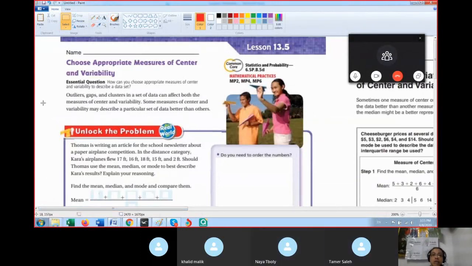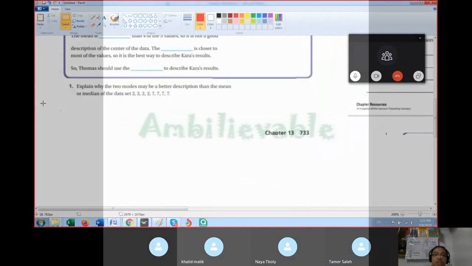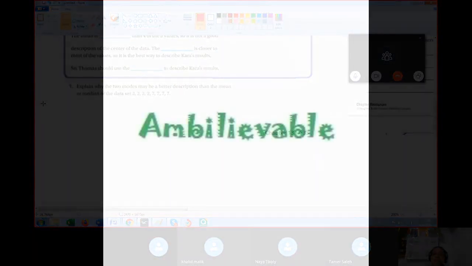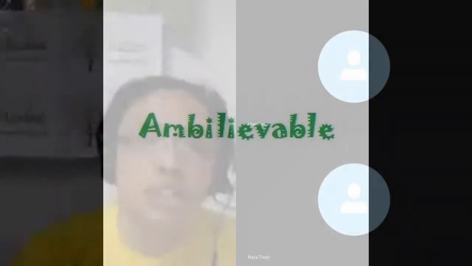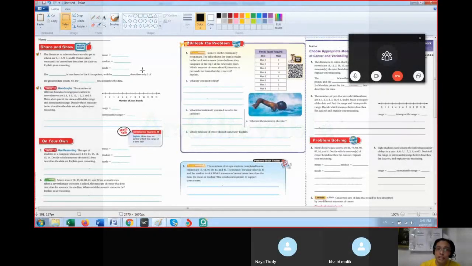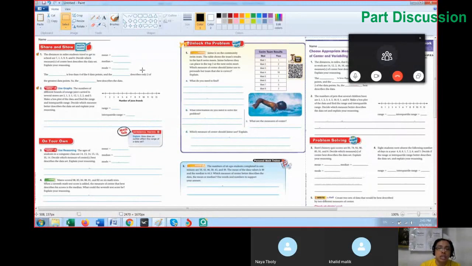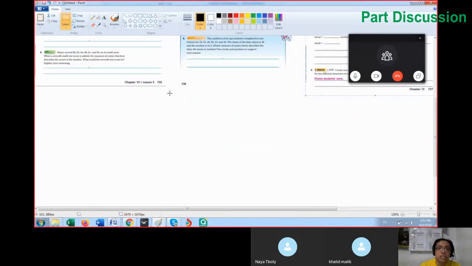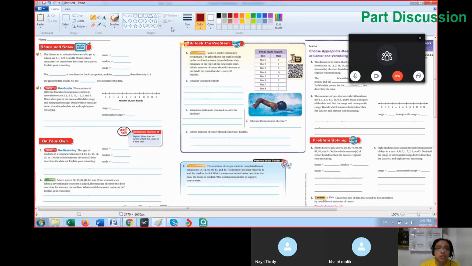Now, I would like you to open your book to page 733. This topic is a continuation of the lesson we had yesterday. So what we are going to do is turn your book to page 735. I would like you to answer the following questions, number one and number two, getting the mean, the median, and the mode.